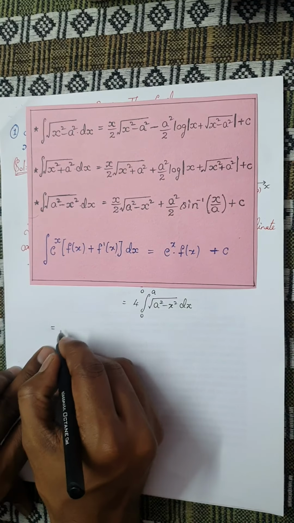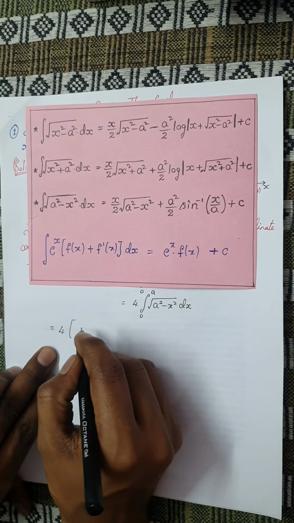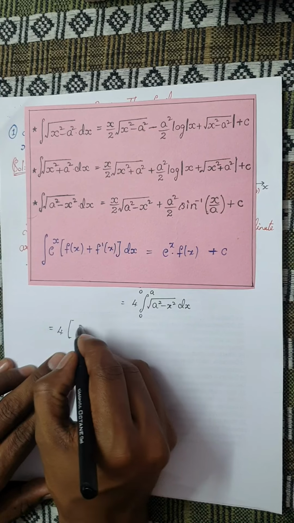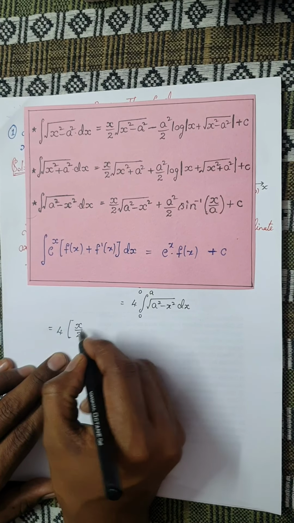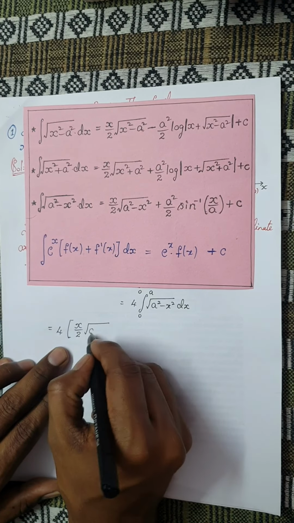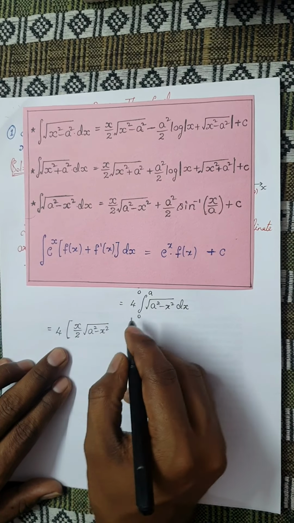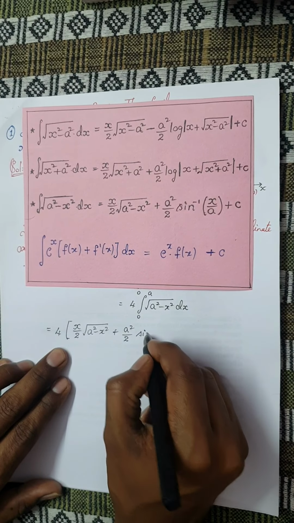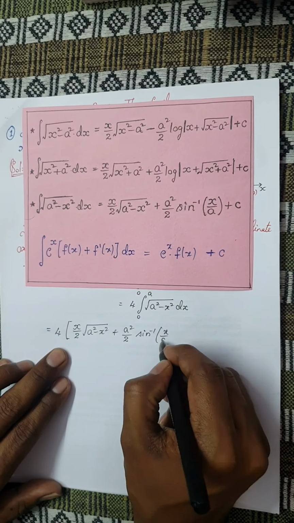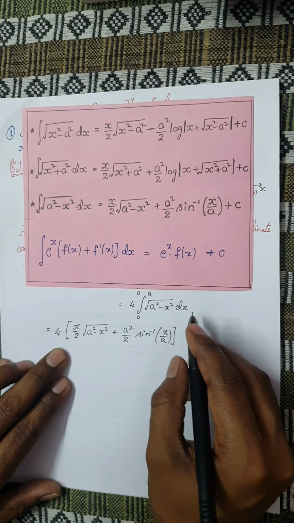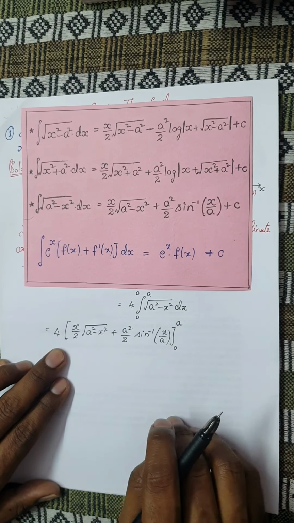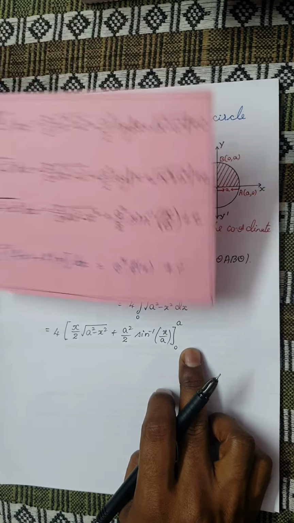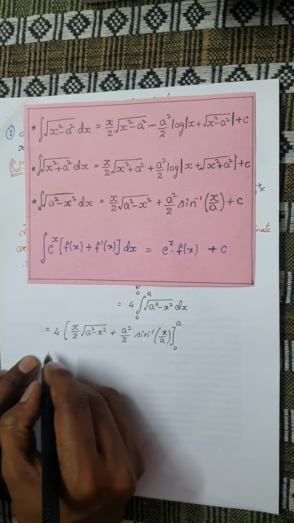Okay, now see how I'm going to expand. 4 is a constant term. Let me keep it as it is outside. So the integral of root of a square minus x square will be, please be careful about this formula, x by 2 into root of a square minus x square plus a square by 2 into sine inverse x by a, within the limit 0 to a. This is a very important step here. Once this step is ready, you are going to substitute the limits.